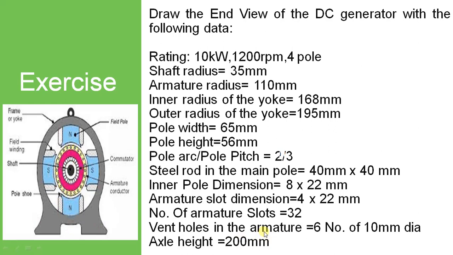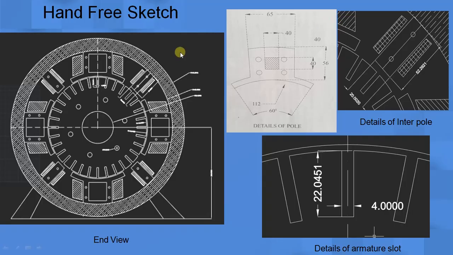So in this exercise we need to draw the end view of the DC generator using a CAD tool. Before dealing with a CAD tool, we should be ready with some freehand sketches. So let me go with the poles first. Let me go with the poles in detail.